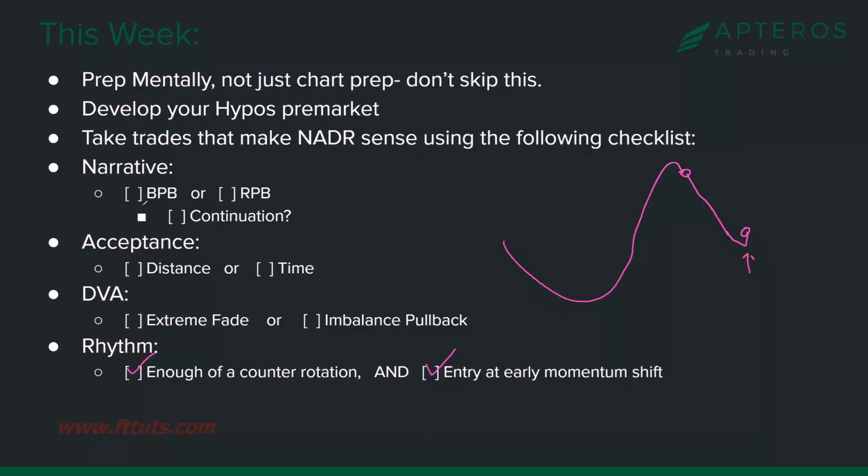So I might take a breakout pullback continuation play with time acceptance where I got an imbalanced pullback and I had enough of a rhythm and enough of a momentum shift. And that would look like breakout pullback, but it's already occurred and our DVA is here and I took this trade. Enough of a counter rotation and a momentum shift where I pulled the trigger.